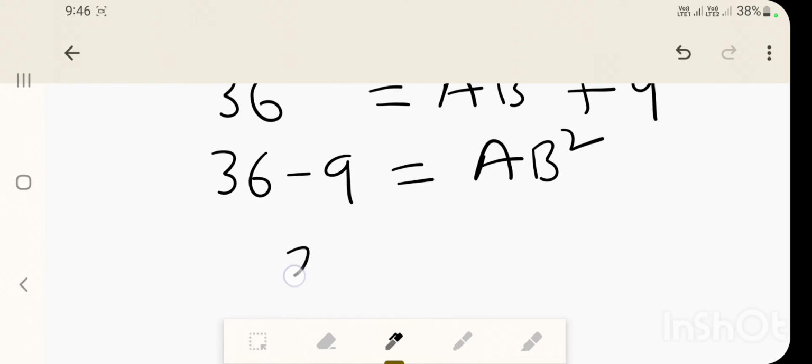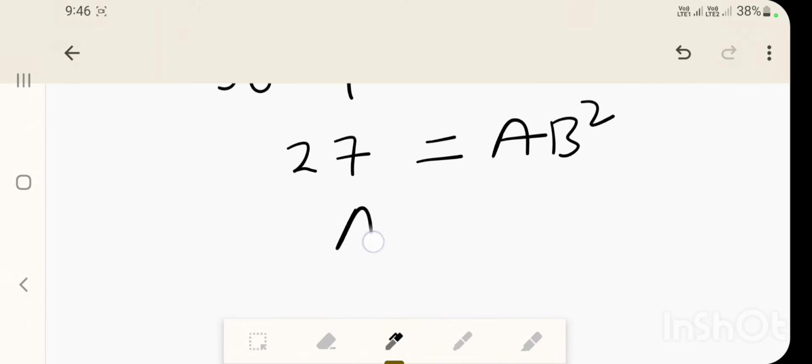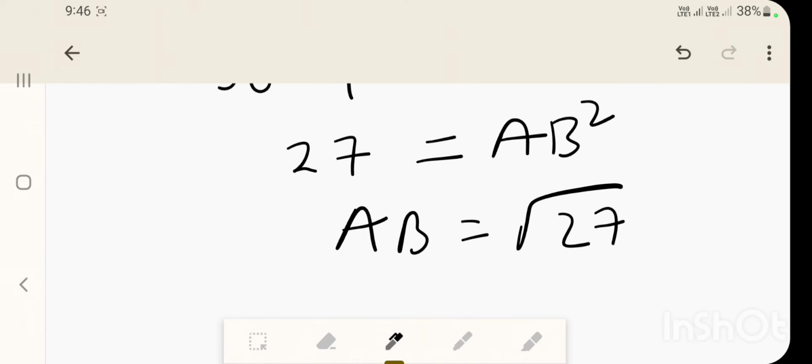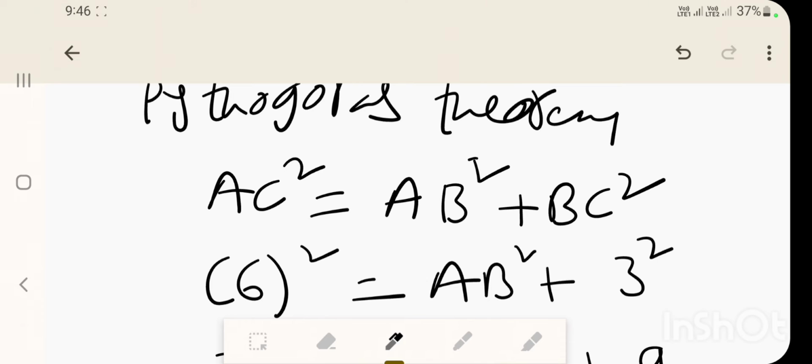36 minus 9 is 27. So we get AB square is equal to 27. So AB is equal to root 27. This is the adjacent side length.